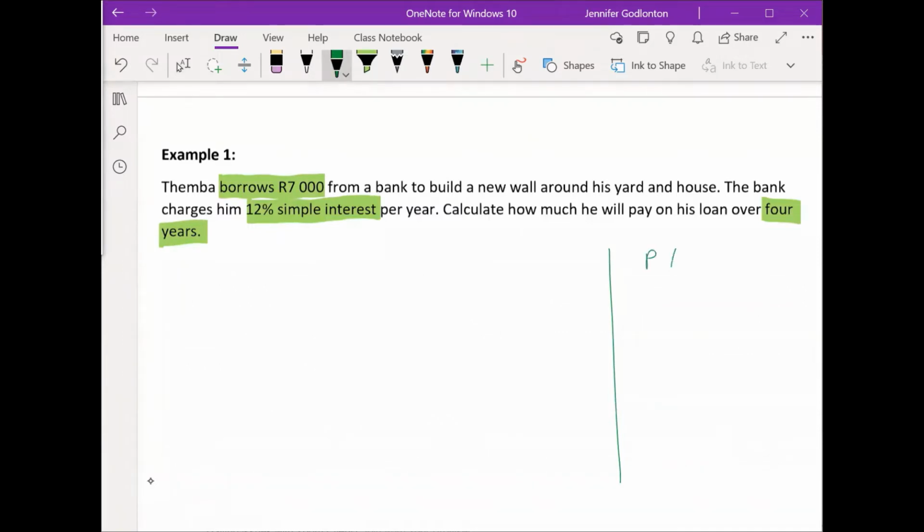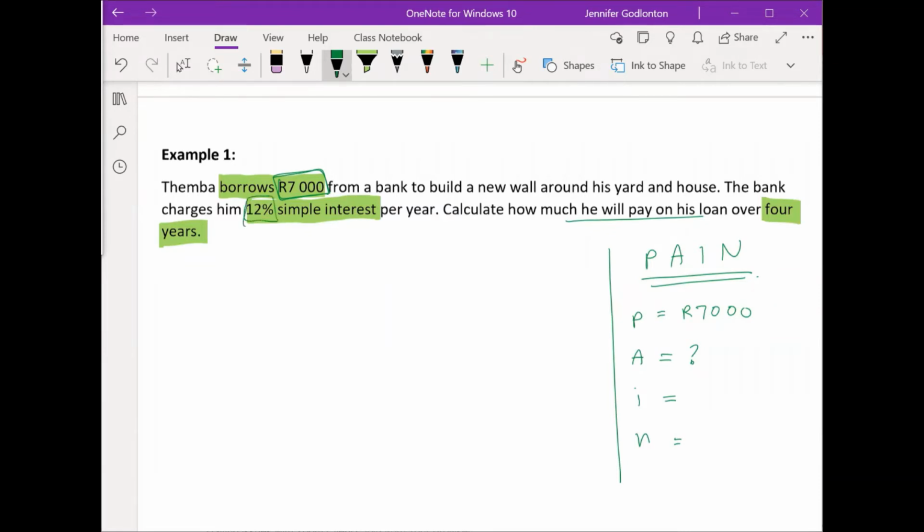And I call it the pain list, because it's all of the letters that we care about in simple interest. So we've got P, A, I, N: principal, accumulated, interest rate, N. Principal is the amount of money that we start with, so in this case, because we're borrowing 7,000 Rand, that's going to be my principal amount. We want to know how much he will pay on the loan after the 4 years, and so we don't know what A is.